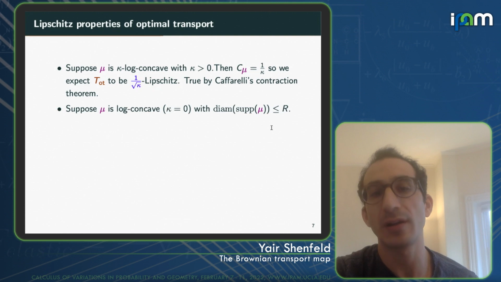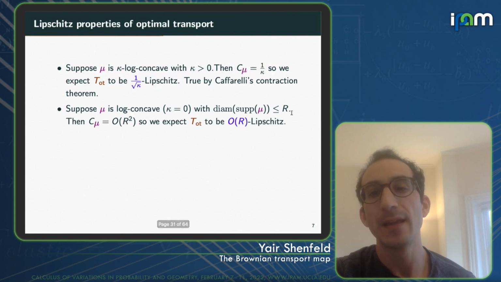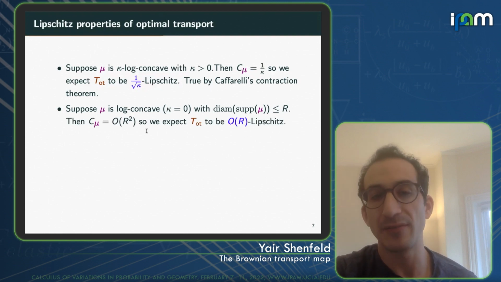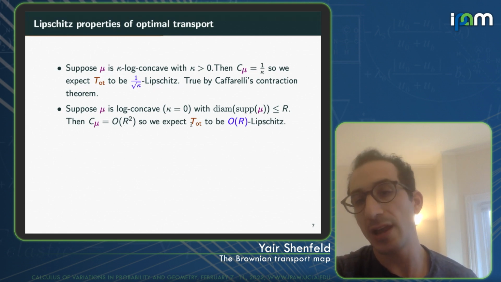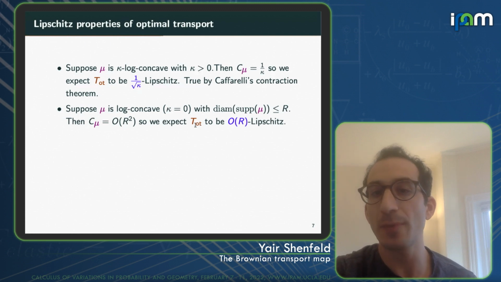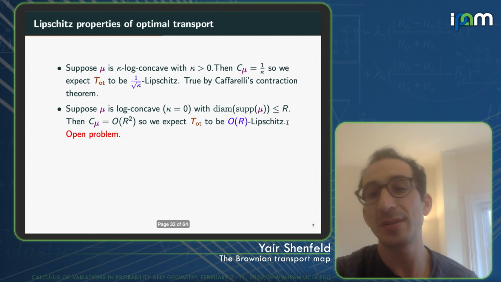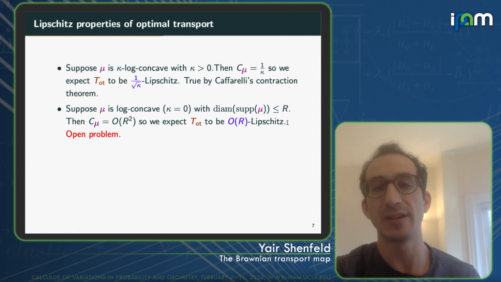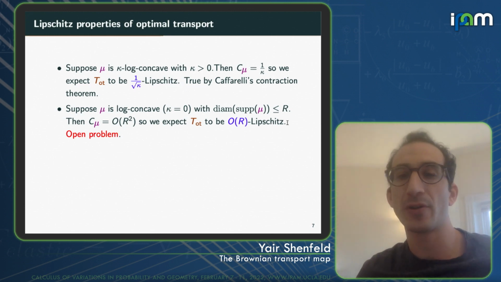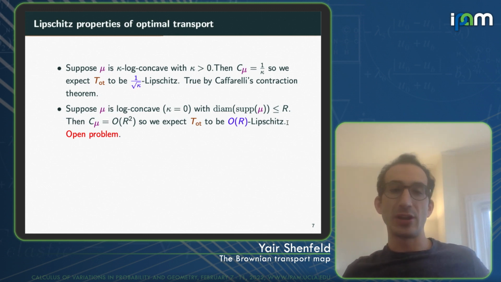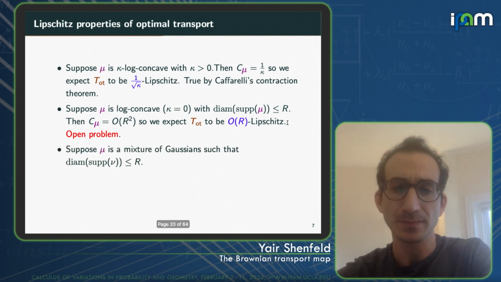Let's say that mu is log-concave, which means that kappa is equal to 0, and the diameter of the support is bounded by some constant r. Then we do know, again by various methods, that the Poincare constant of such a measure is on the order of r squared. So again, we would expect the optimal transport map to be on the order of r Lipschitz. But this is an open problem. Kolesnikov stated it in one of his papers as a problem, and to my knowledge, it's still not solved.